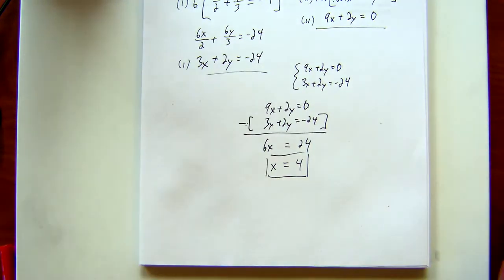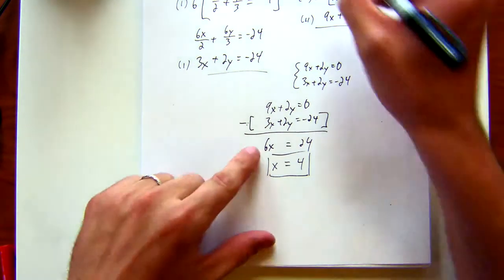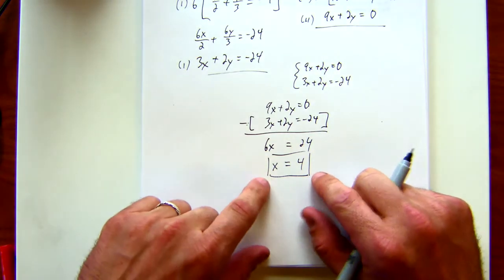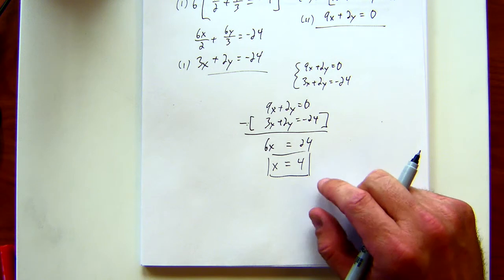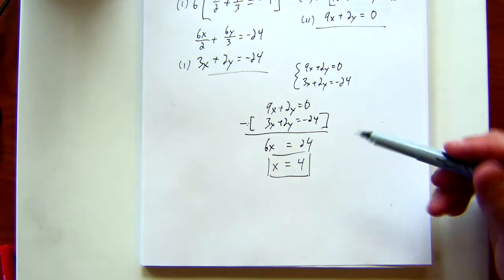Are we done? Nope. What have I got to do? Now I've got to figure out my y. Remember, a solution to a system is a point. All I've got is a number. I need another number to get my point. You got a question? Does it matter which equation we plug it into? No, it doesn't matter.